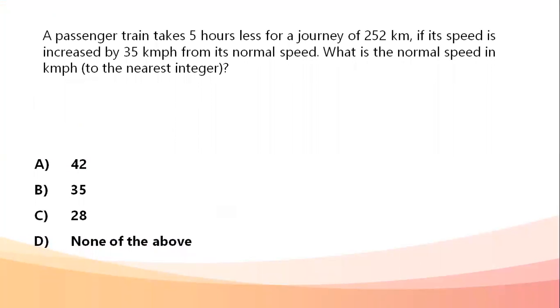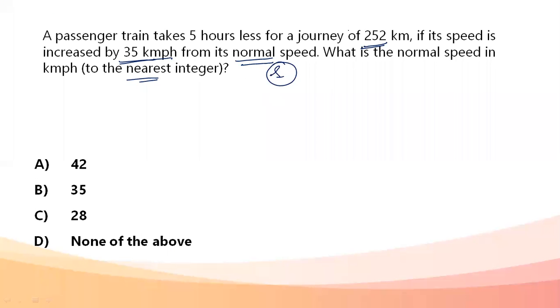The first question is: a train takes 5 hours less for a journey of 252 kilometers if its speed is increased by 35 kilometers per hour from its normal speed. What is the normal speed? To the nearest integer, we have to find that. Okay, let the original or normal speed be s.